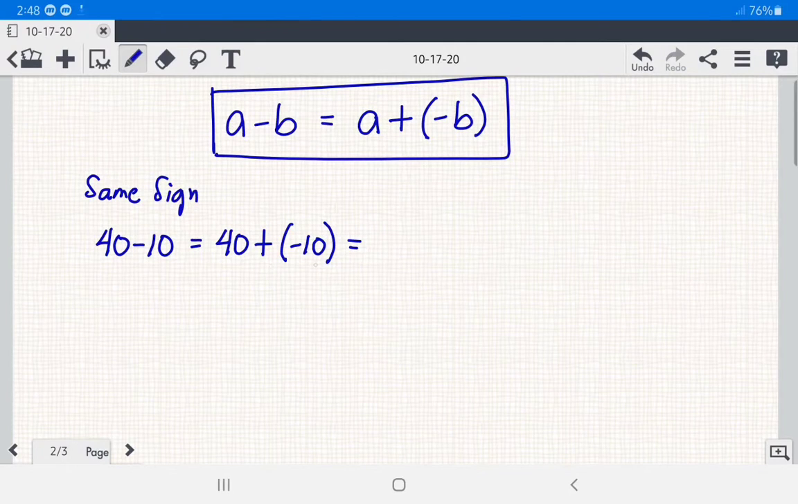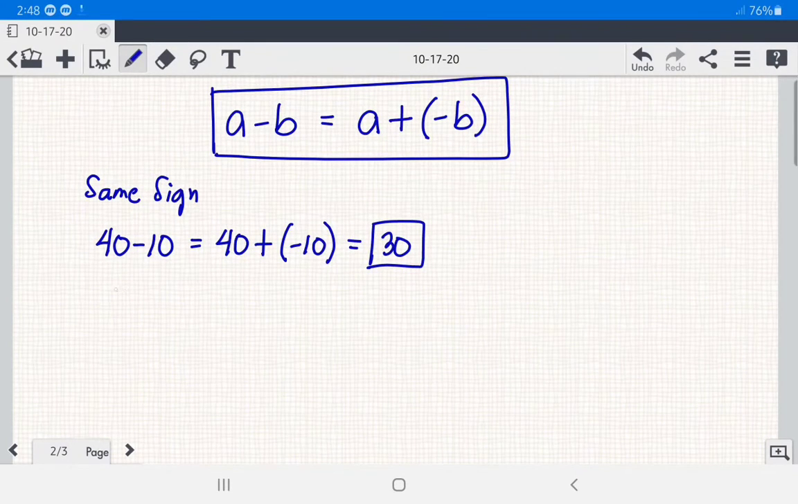Then you're going to add now 40 plus negative 10. So I told you that you have to subtract if we have unlike signs, right? So 40 minus 10, so that is 30. Then what is the sign of the bigger number? We have positive, so the answer is positive 30.